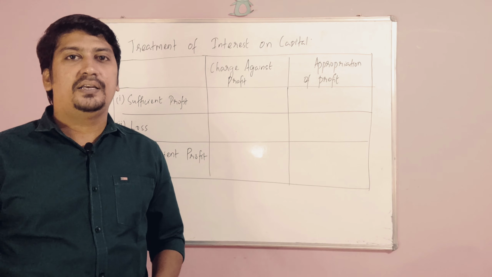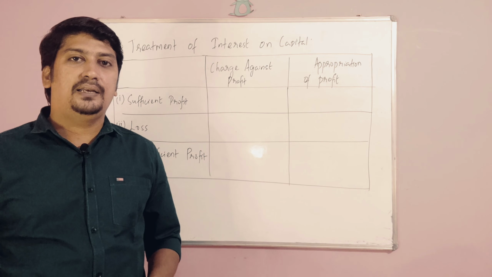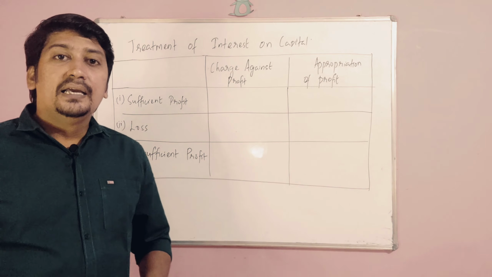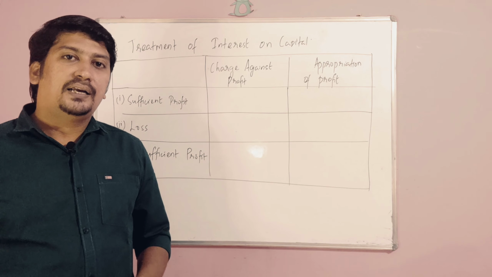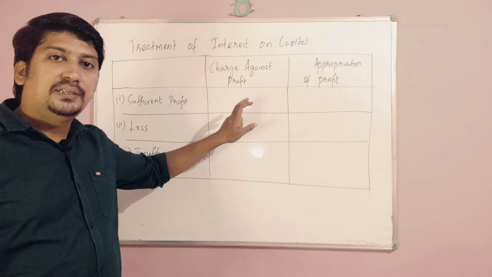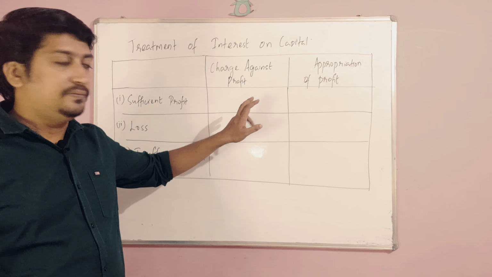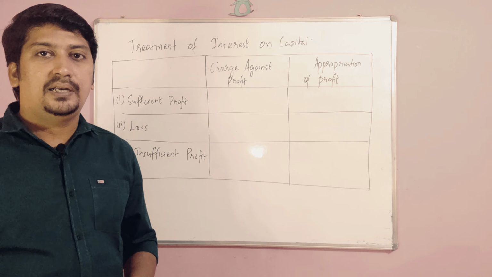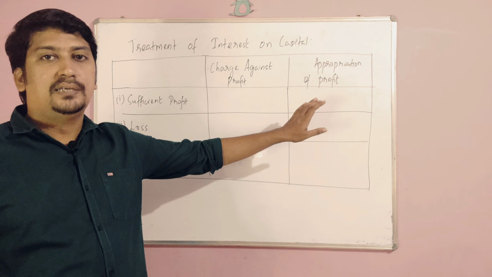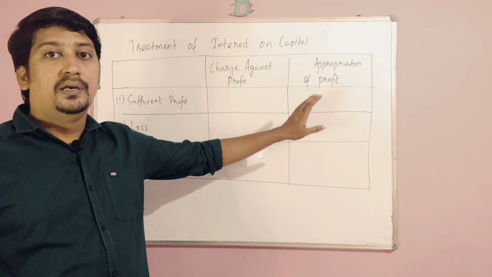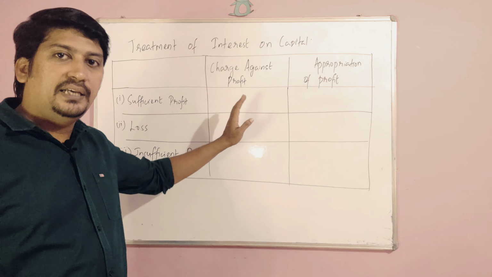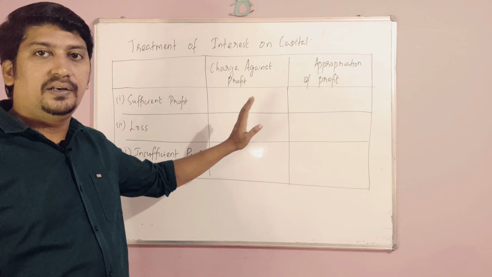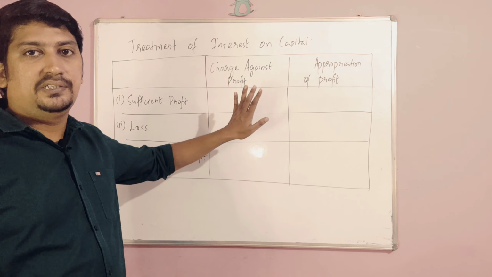In this video, we are going to discuss the treatment of interest on capital in fundamentals of partnership accounts. Interest on capital is most of the time treated as an appropriation of profit, and sometimes it is treated as a charge against profit. If there is no information with regard to the treatment of interest on capital, then interest on capital has to be treated as an appropriation of profit. If the problem specifically says the interest on capital is to be treated as a charge against profit, then you have to treat it as a charge against profit.